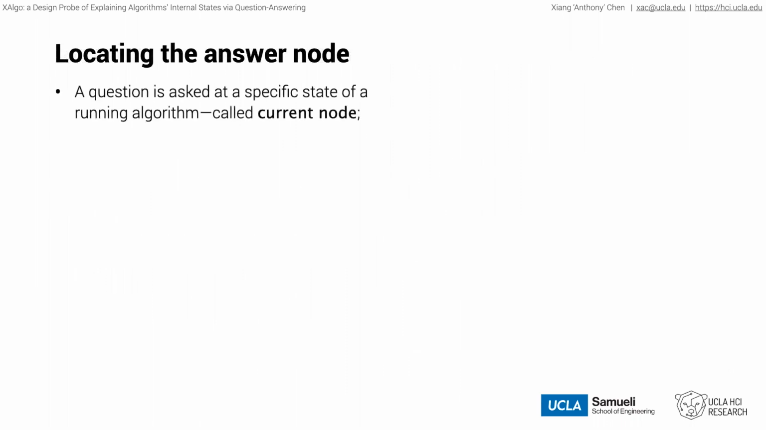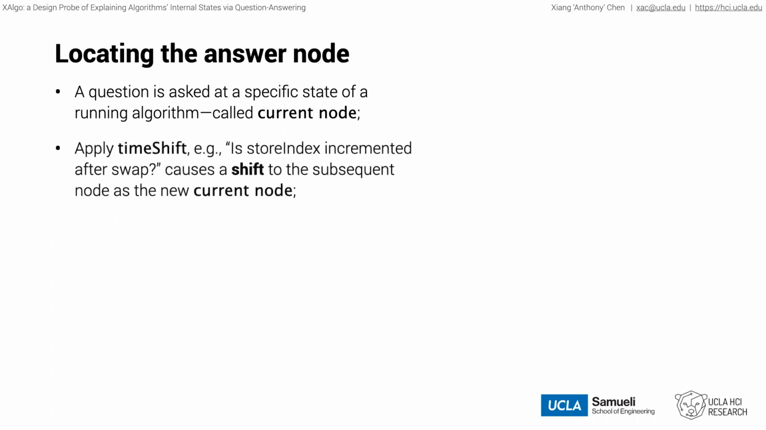First, we need to locate the answer node in the HDAG. A question is asked at a specific state of a running algorithm. We call the node corresponding to this state the current node. And oftentimes we have to apply a time shift because the question might be referring to the past or the future in order to find the right current node.